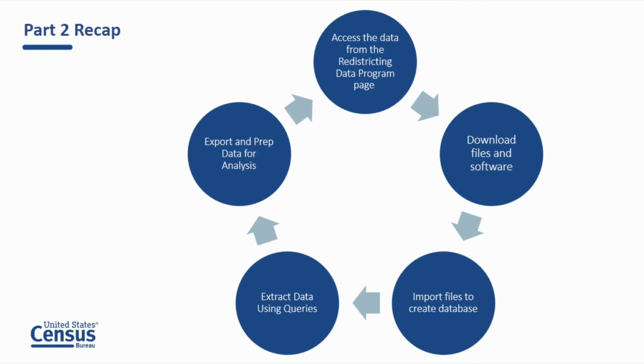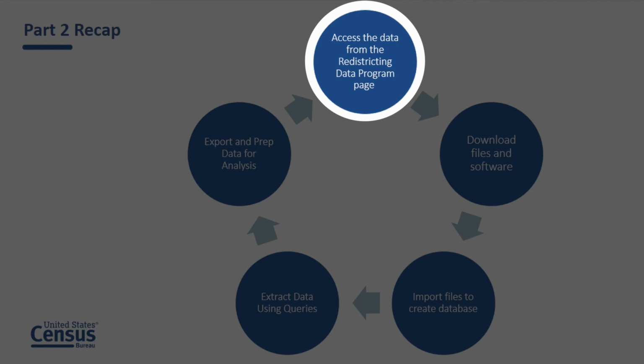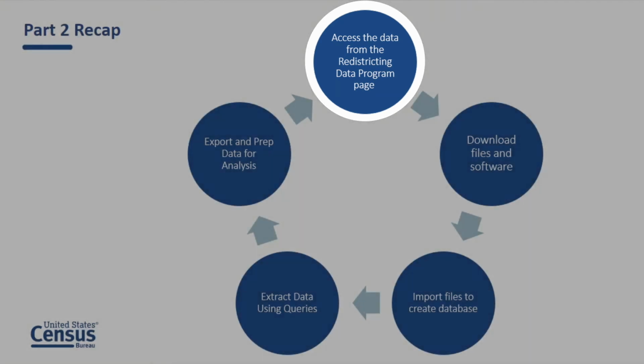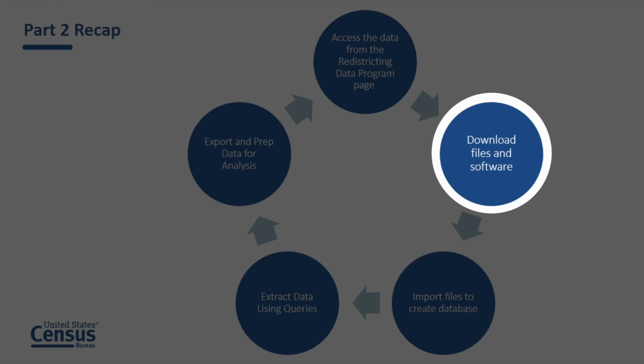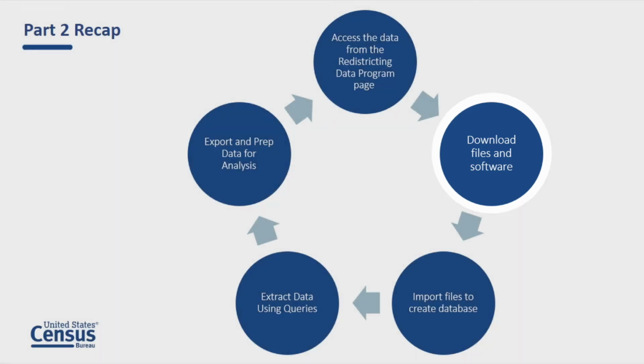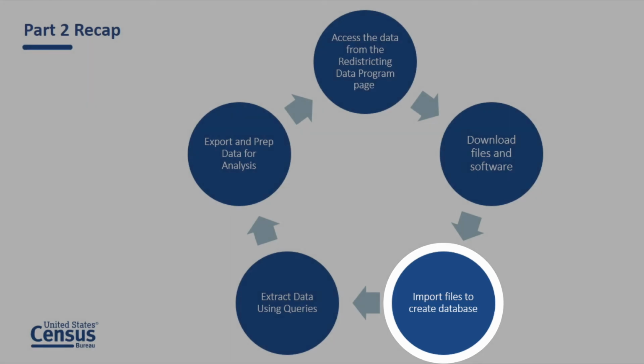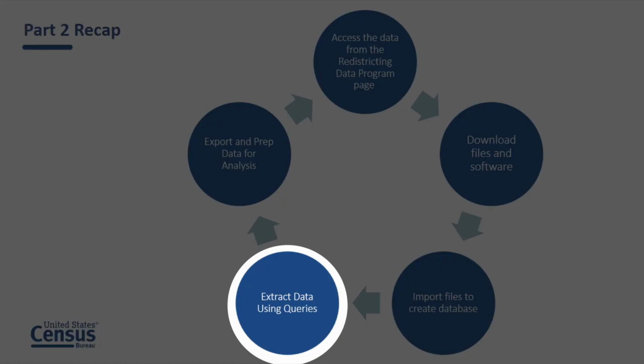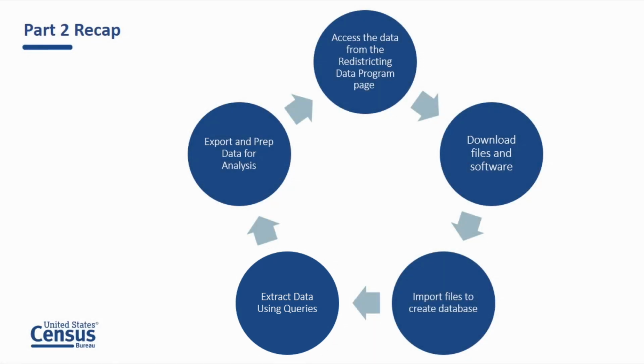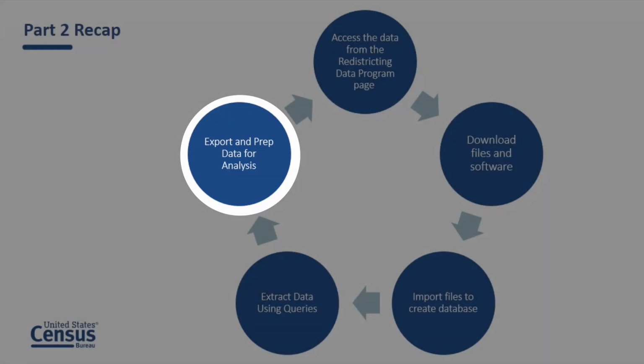Now let's go over a quick recap of part 2 of this course. In part 2, you'll learn where to locate the data for the 2020 census redistricting files, and then how to download these files in the software available, the Microsoft Access Database Shell. Next, you'll learn how to import the files to create your own database. The next step was to extract the data using the pre-created queries and how to customize these queries. Last, we learned to export and prep the data for analysis.